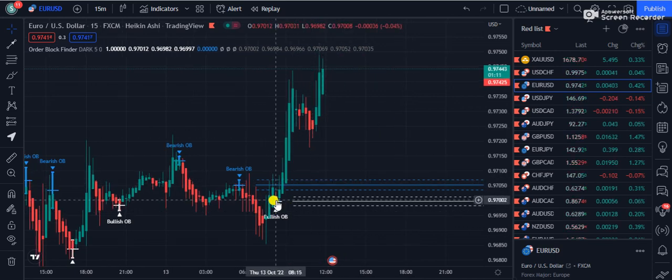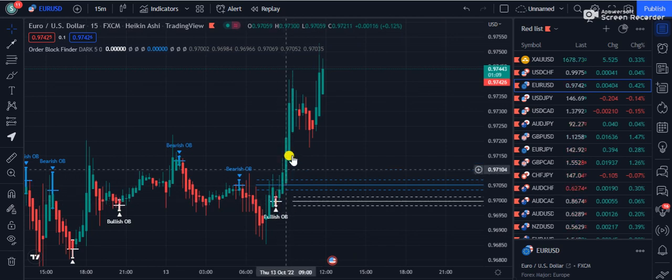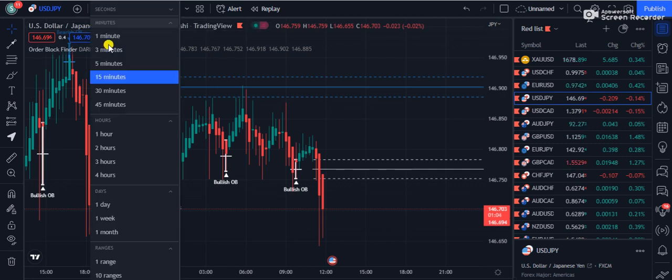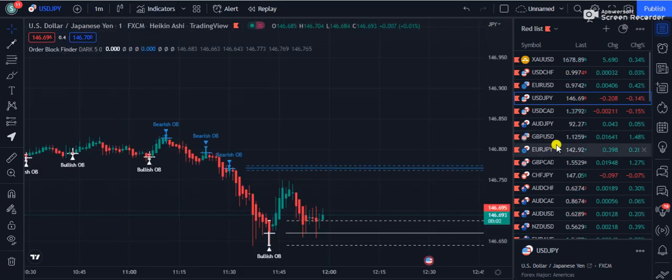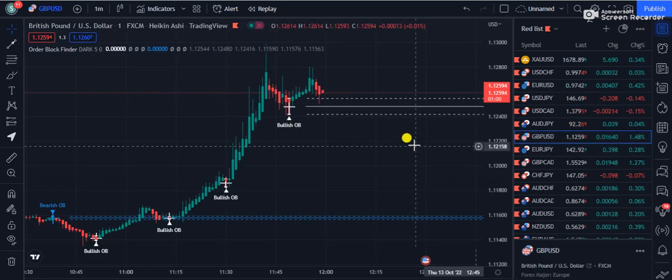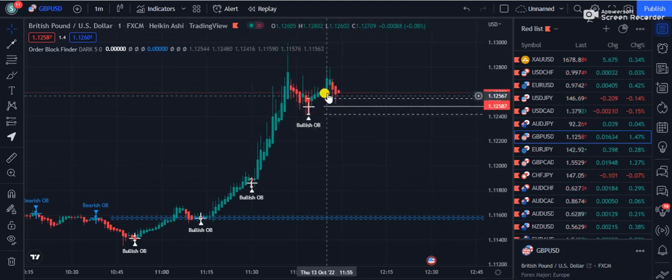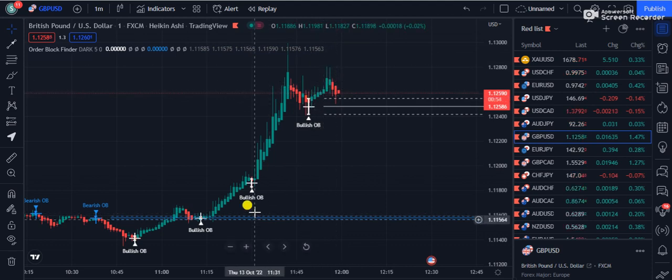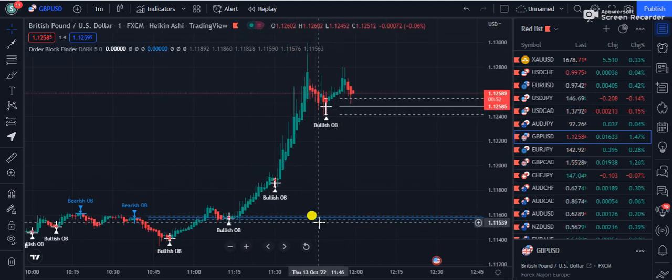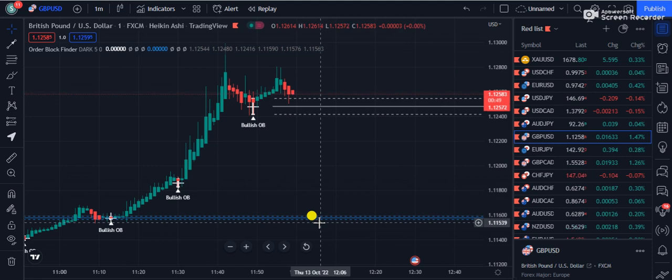For example, look at Euro USD. From the bullish order block the market went straight up, so this is the quality of this order block. However, if you go to the 1 minute time frame, you will get the maximum order blocks. For example, look here at Great Britain Pound USD, it's in the bullish order block. Already it has pumped up. Bullish order block, the market pumped up. So this is how you can do scalping.